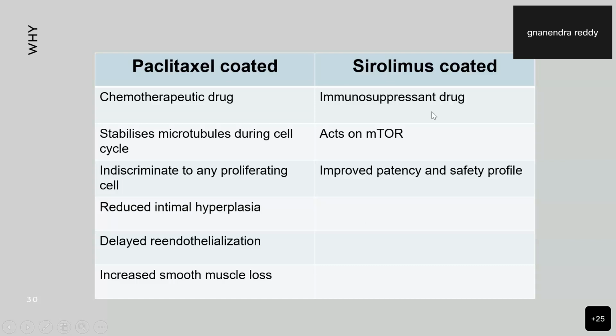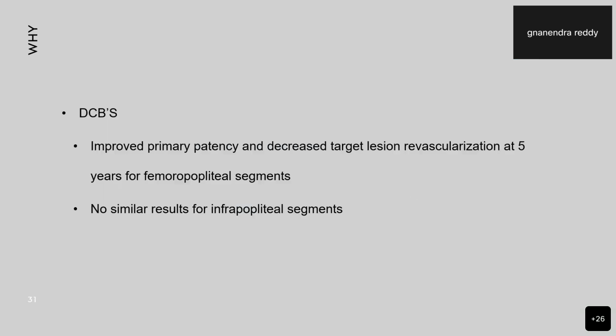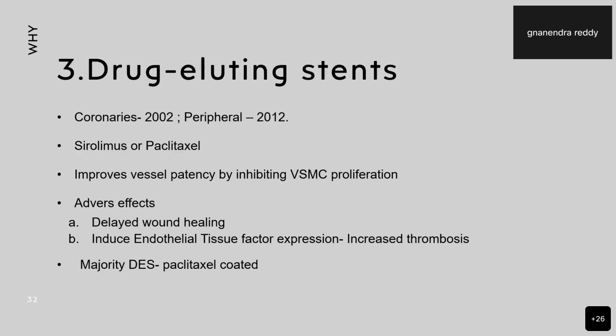Sirolimus is an immunosuppressant drug that we commonly use in vascular surgery. We use it in malformations also. It acts on the mammalian target of rapamycin receptor. But sirolimus is also indiscriminate to any proliferating cell, though it has improved patency and a better safety profile than paclitaxel. It is seen that with drug-coated balloons, there is improved primary patency and decreased target lesion revascularization at 5 years for femoropopliteal segments, but no similar results were found for the infrapopliteal segments.